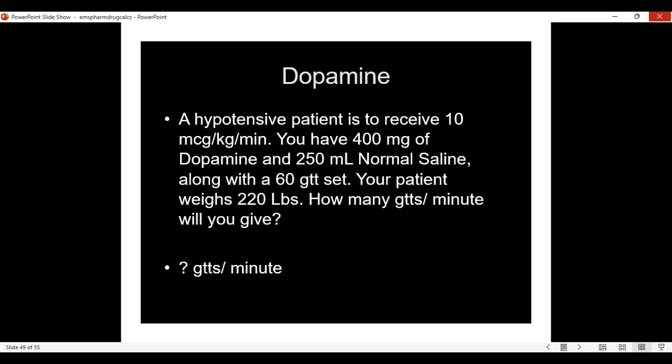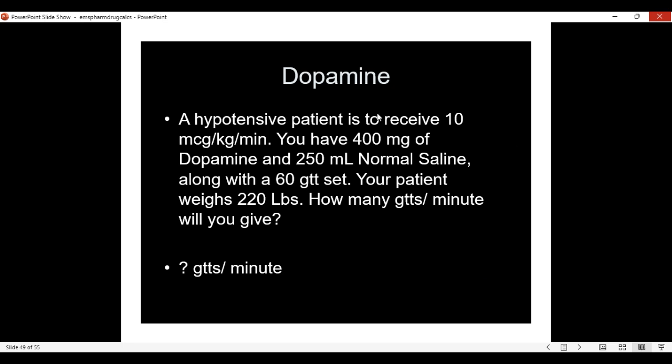All right, so a hypertensive patient receives 10 micrograms per kilogram a minute of dopamine. You have 400 milligrams in 250 mL of normal saline with a 60 drop set. Your patient weighs 220 pounds. How many drops a minute? So I'm going to give you a second to do the math on that, and I'll give you the answer. So pause the video, read through this again.